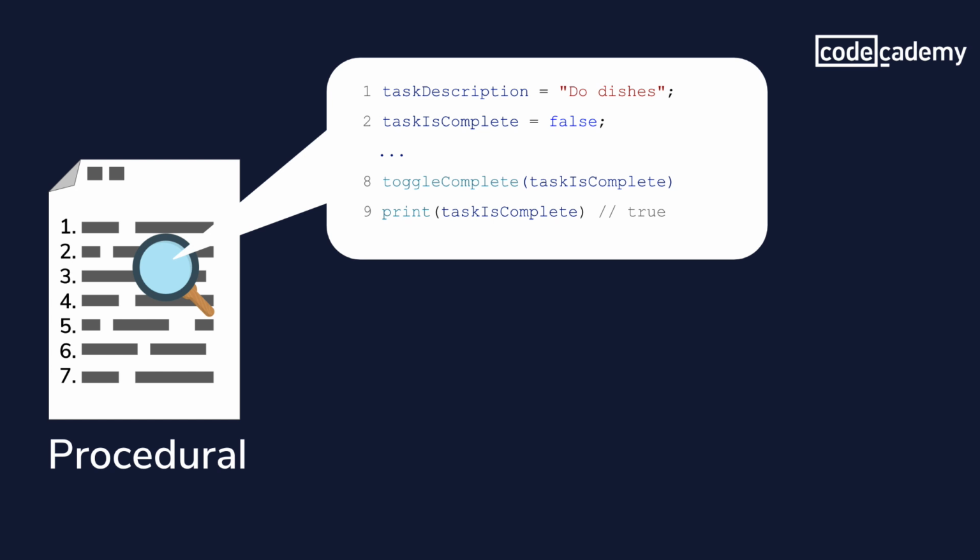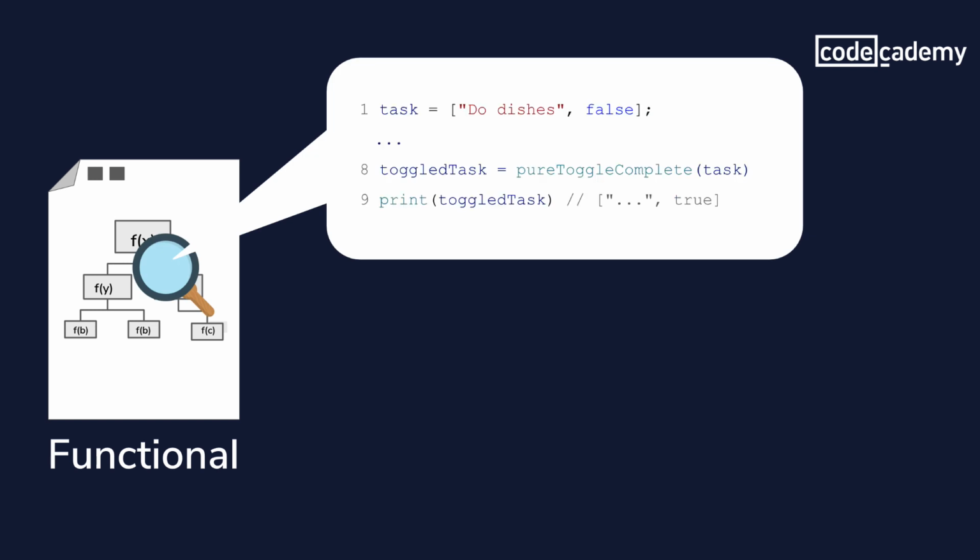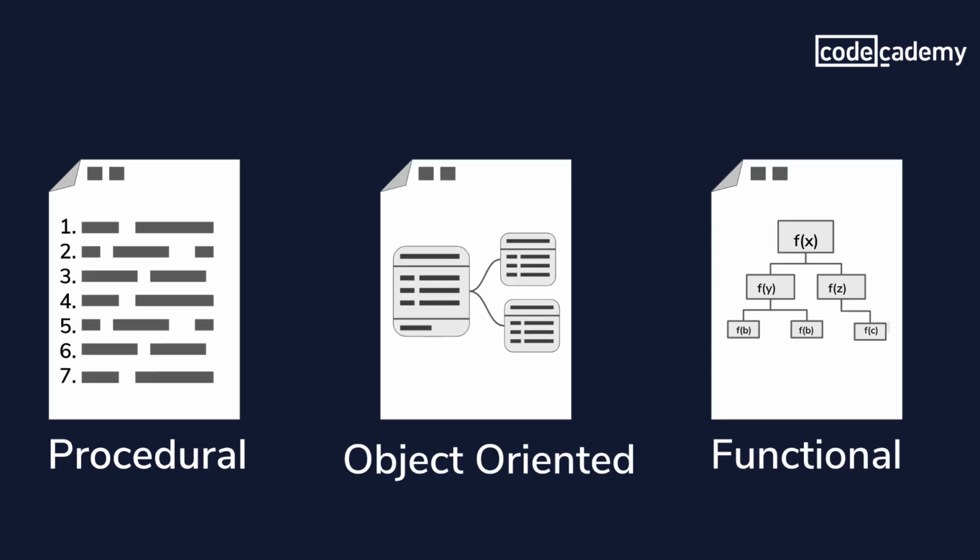In functional programming, the data and the behavior are kept separate. When we want to use our behavior and toggle the to-do task, instead of mutating the data directly, our behavior will be abstracted into a pure function, which takes our data in as an input and returns an updated copy of our data as an output. In functional programming, we never mutate the data directly. Instead, we rely on pure functions to return a new copy of the updated data. That's a little about procedural and functional programming paradigms.